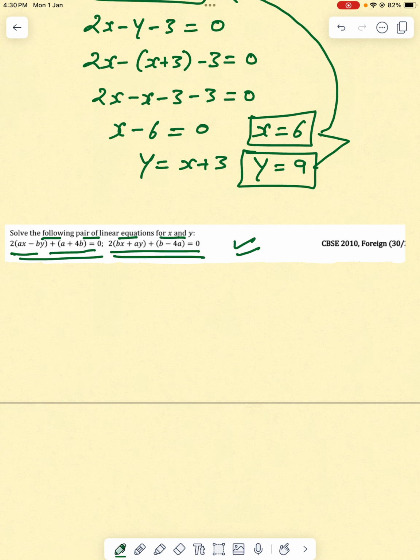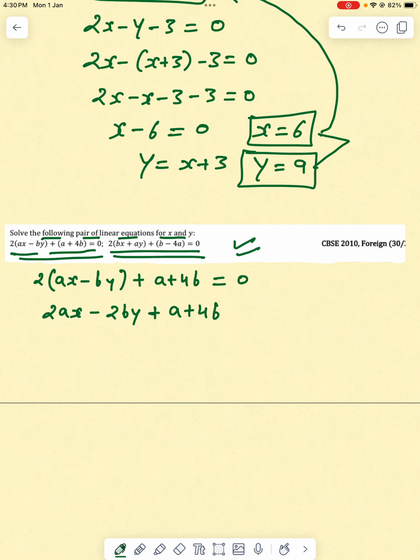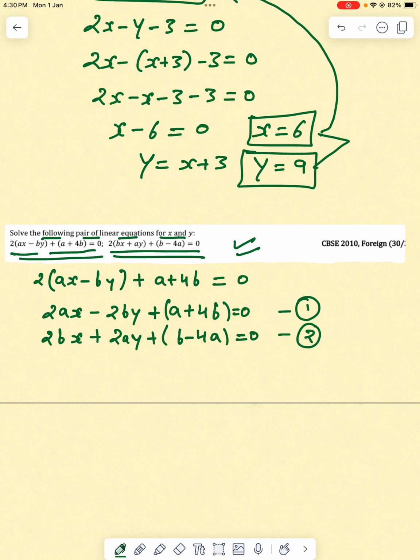Write the equation first and open up the bracket, or I can say simplify the expression first. I am writing equation number 1: open up the bracket, 2ax minus 2by plus a plus 4b equals 0. So this is our equation number 1. What about equation number 2? I directly write it by opening up the bracket: 2bx plus 2ay plus b minus 4a equals 0. This is our second equation.